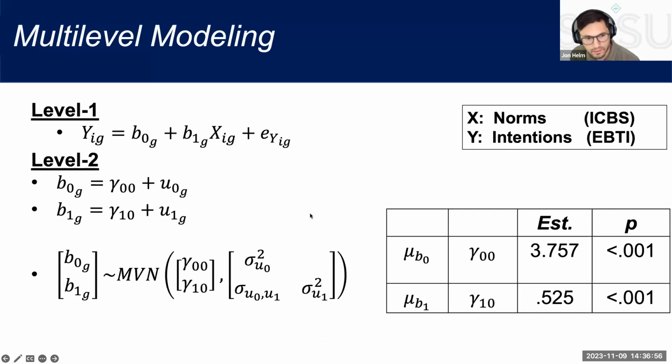So if I had used our empirical example to estimate this model, with norms at the individual level predicting intentions at the individual level, I would have gotten this value. This is sort of like my average intercept. So for a situation in which norms was 0, we would expect intentions to be on average across all the clinics 3.757. And then on average across all the clinics, the slope should be about 0.525. In most cases, researchers are just focusing on those fixed effects, the averages across all the intercepts and slopes.